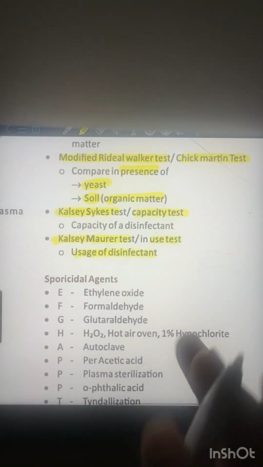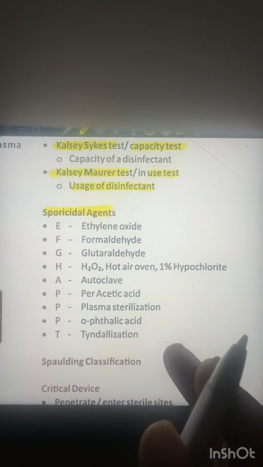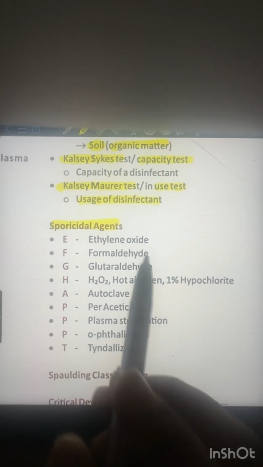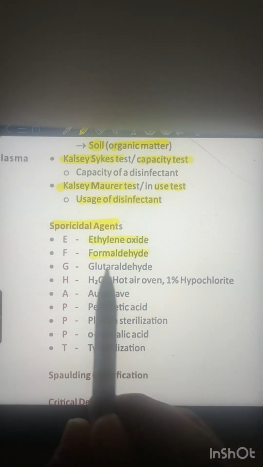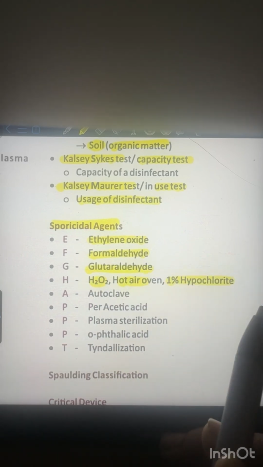E, F, G, H, A, P, T. Best way to learn it. What is EFGH? E, I think you remember, gas, ethylene oxide. F and G were the 2 aldehydes, formaldehyde, glutaraldehyde. H was a lot of things: H2O2, hot air oven, hypochlorite. I think hypochlorite has to kill the spores. Just now in blood spills you were using it. Hot air oven was killing the spores.